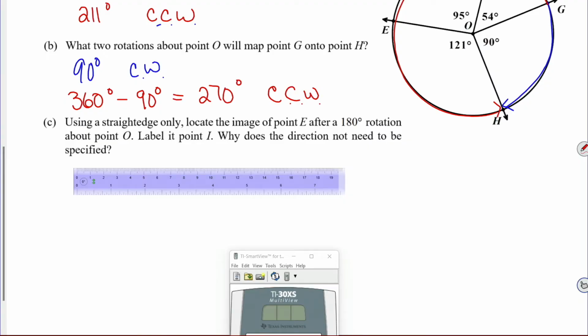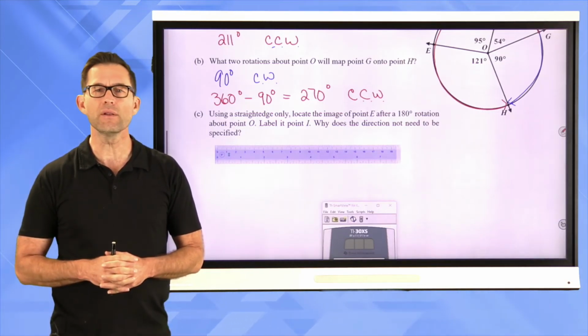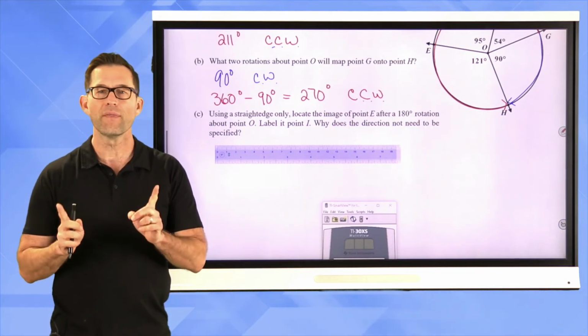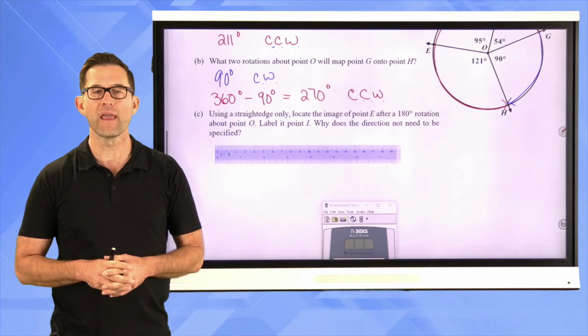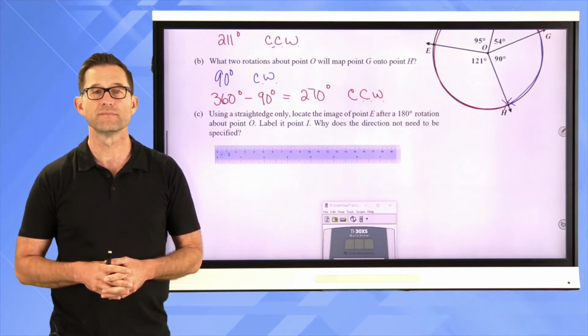All right, one final little piece here, letter C. Using a straight edge only, locate the image of point E after a 180-degree rotation about point O. Label it point I. Why does the direction not need to be specified? Okay, so I'd like you to pause the video now and see if you can locate the image of point E on the circle after a 180-degree rotation about point O. Take a moment to do this.